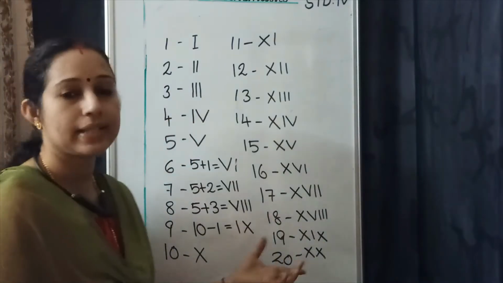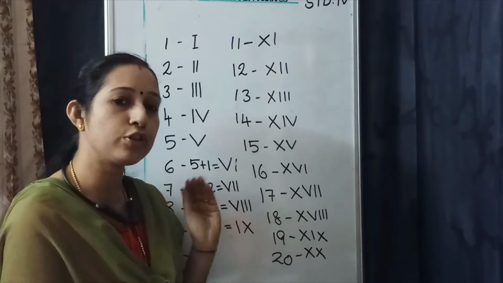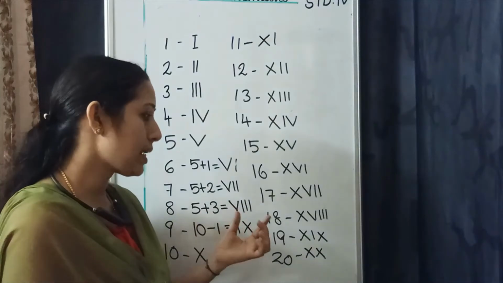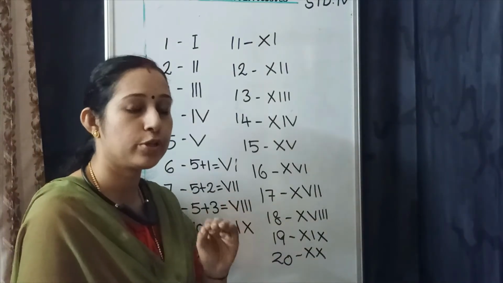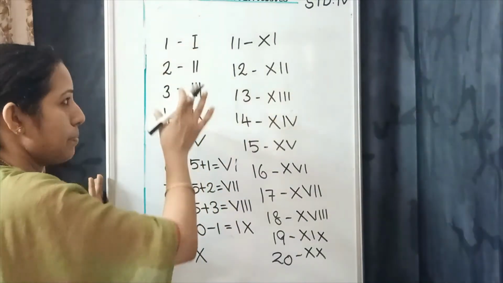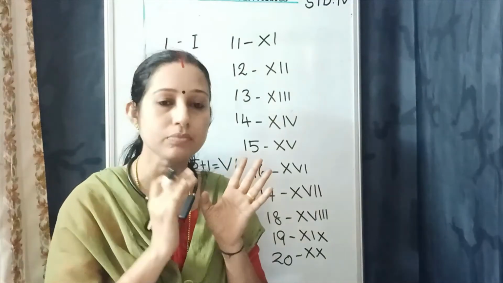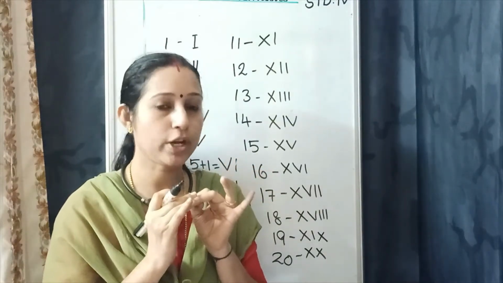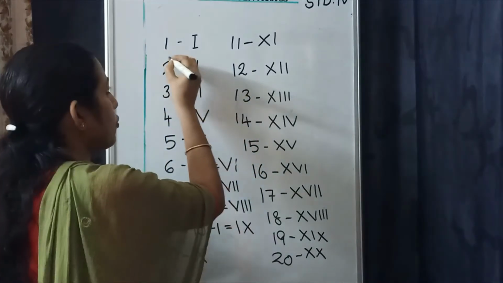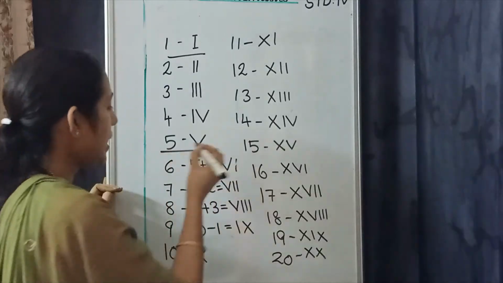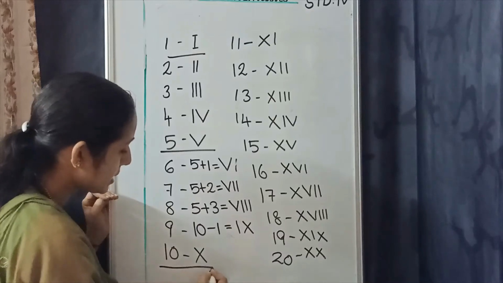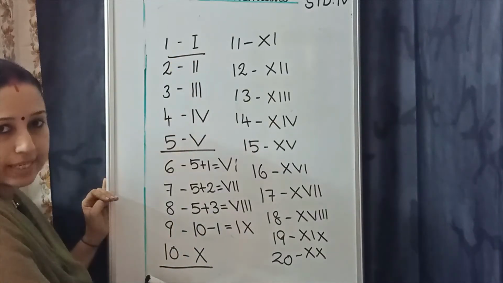Okay, so this way we can write the Roman numerals for 21 to 30, 30 to 39. In fourth standard, you study Roman numerals from 1 to 39. So just study the basic symbols. The basic symbols are I, V, X. The value of I is 1, the value of V is 5, and the value of X is 10. So just study these 3 basic symbols.